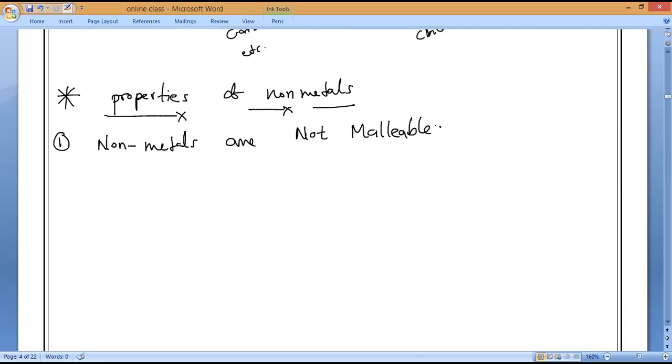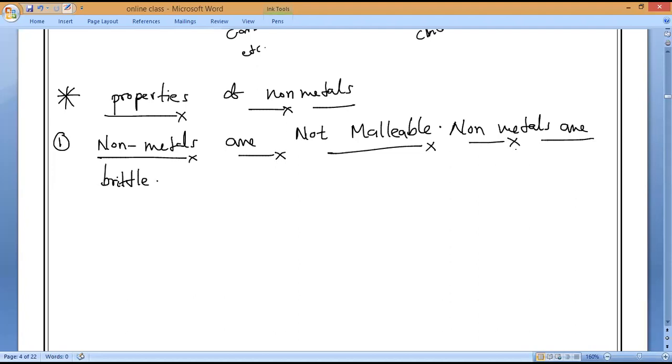They are brittle in nature. Non-metals are brittle. What do you mean by brittle? Which can break easily. That is what we call non-metals, so you have to remember it.